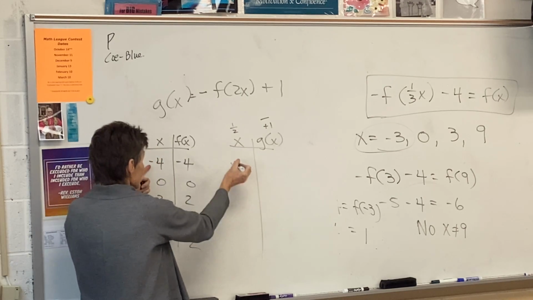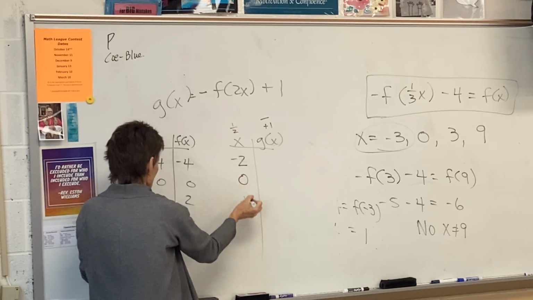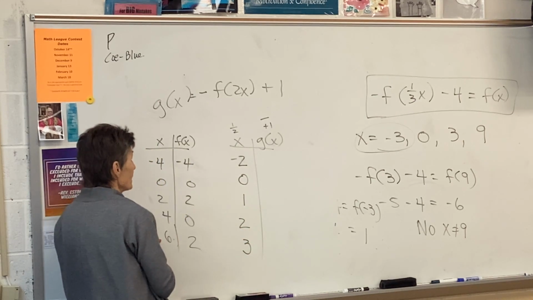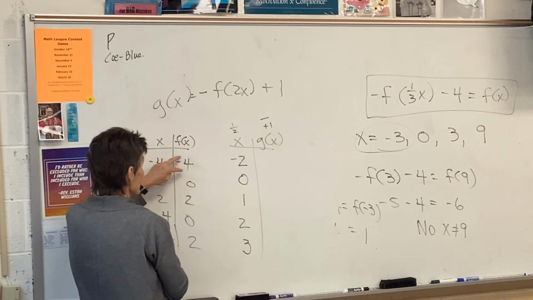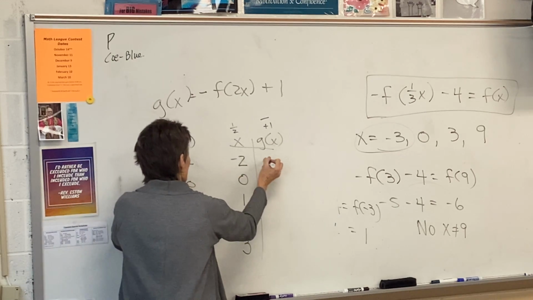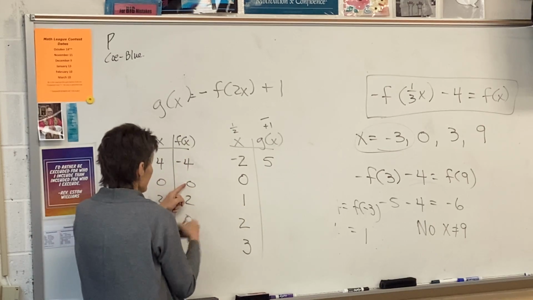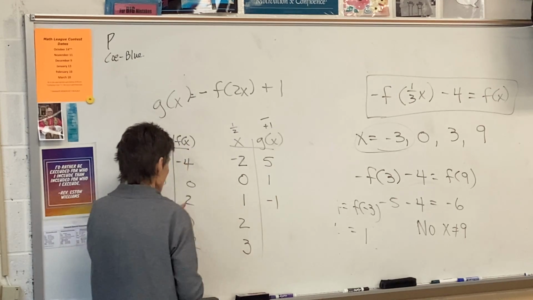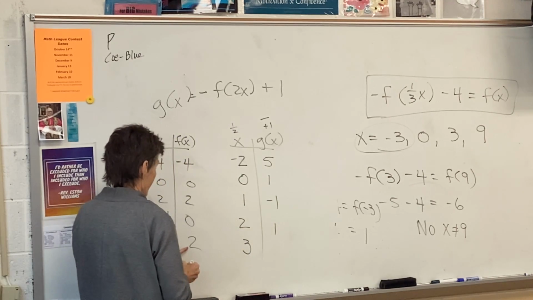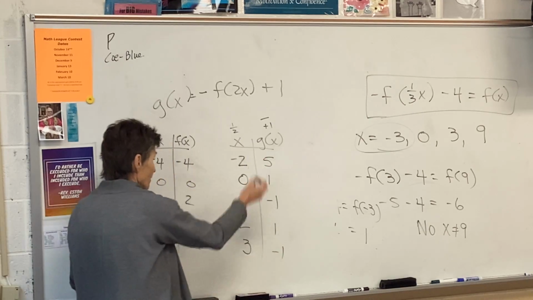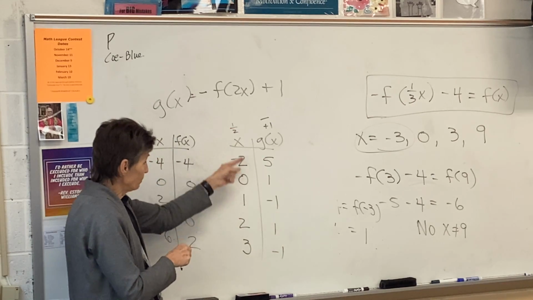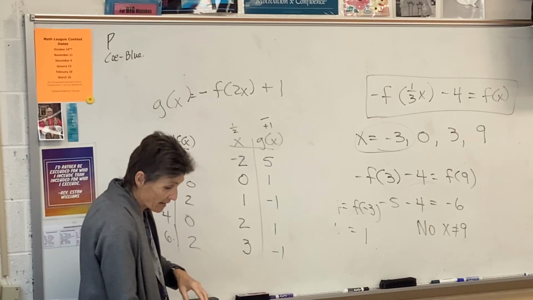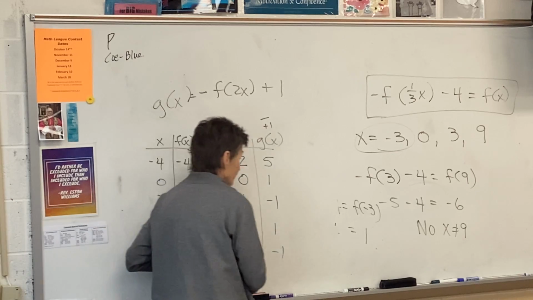So my new x's will be -2, 0, 1, 2, and 3. Those are my new x's. And my new y's, I gotta make it negative and add 1. So that'll be 5. Make it negative and add 1. Make it negative and add 1. And there are my new points. I'll just plot those, connect them, and that should be enough. That should be it.